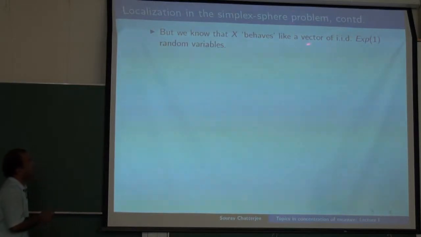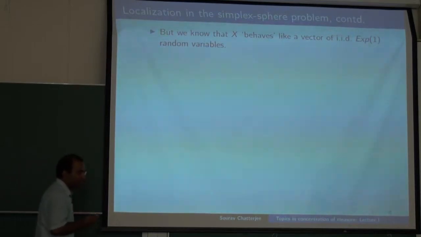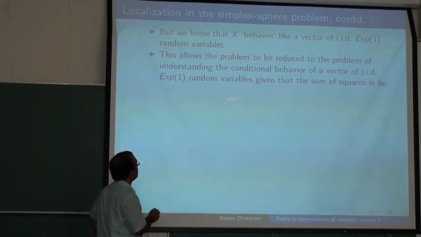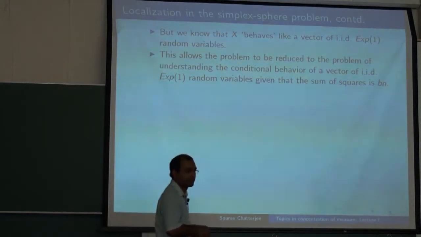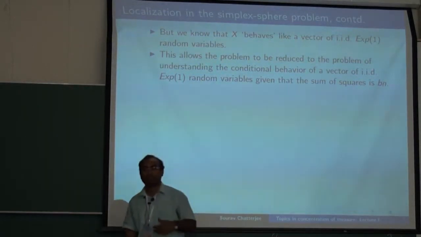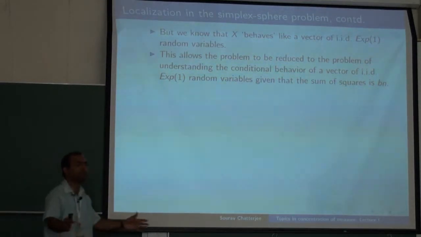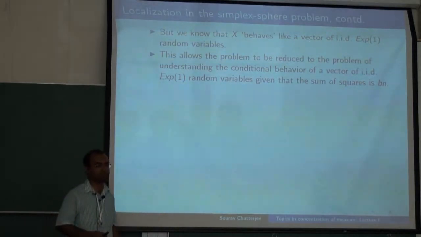Now, we know that since this is chosen uniformly from the simplex, the coordinates behave like IID exponential. So you can use this to reduce the problem to understanding the conditional behavior of a vector of IID exponential random variables given that the sum of squares is b times n. Instead of the original problem, you can bring it down to this problem: understand how a bunch of exponential random variables behave given that the sum of squares is b times n, where b is strictly bigger than 2.